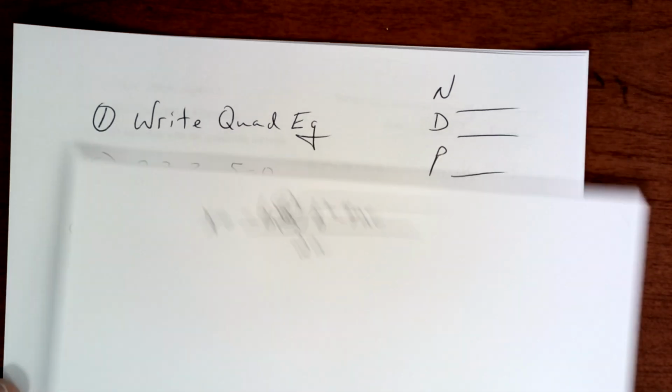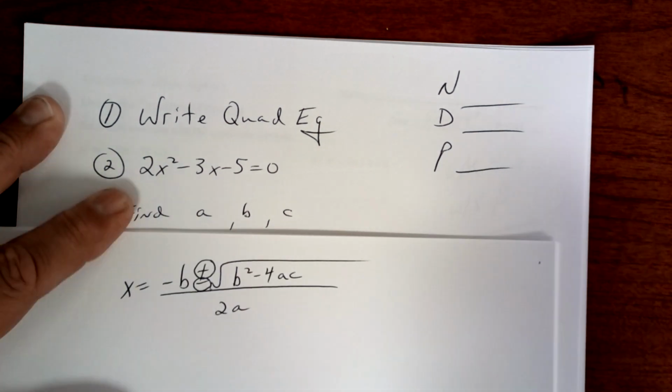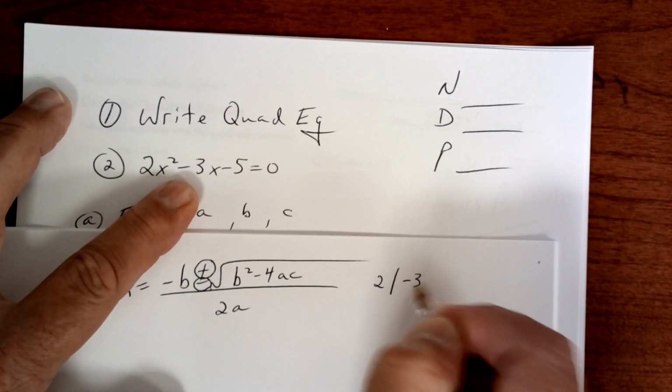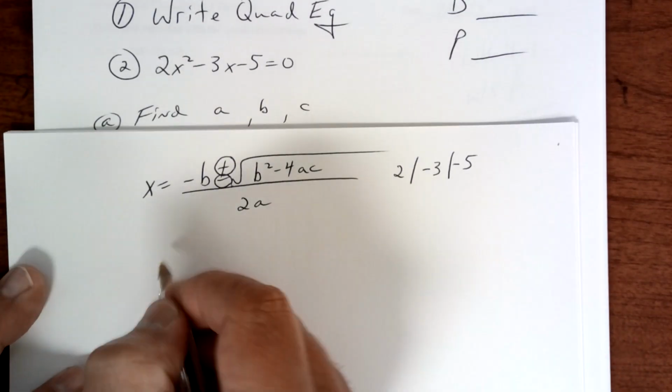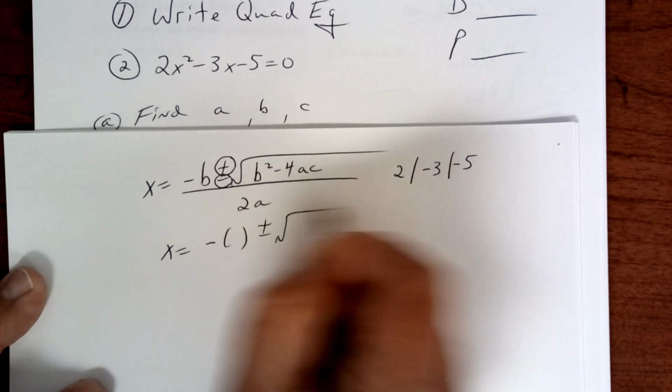Now let's take a look here. Identify the A, the B, and the C. This is your A, this is your B, and this is your C. Now, the way that I want you to do it is to put parentheses. If you want to get credit, I want to see these parentheses, just like this.